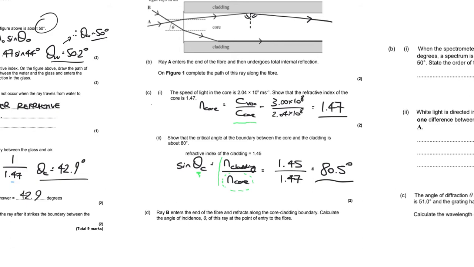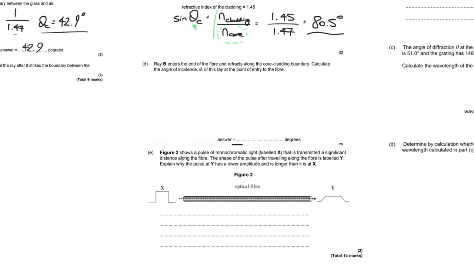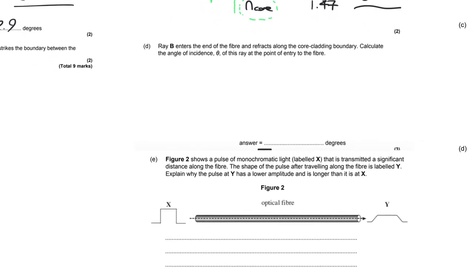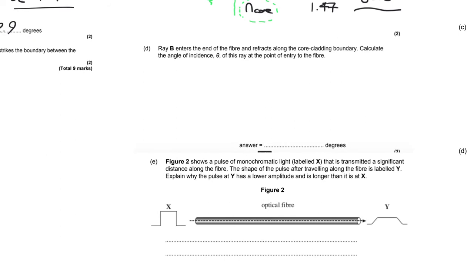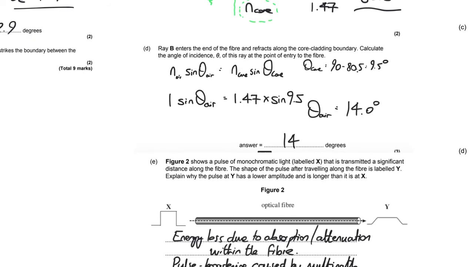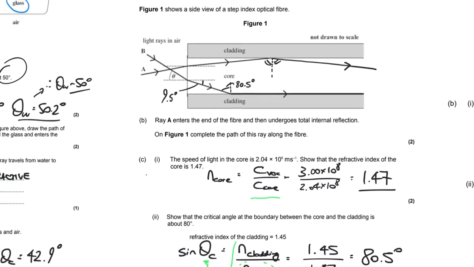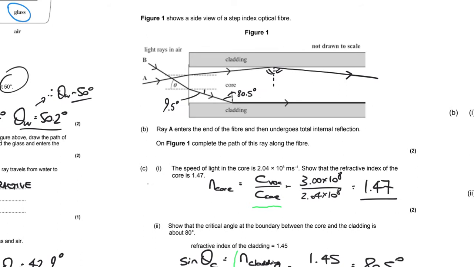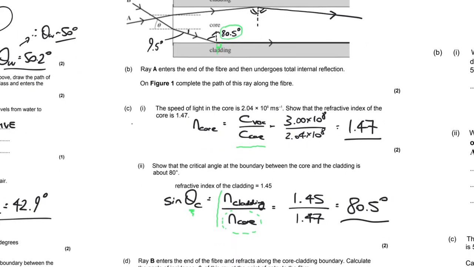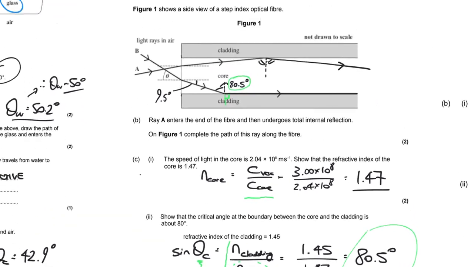Anyway, have a go at D and E. Pause the video, and then I'll show my answers in 3, 2, 1. What to say about these? Well, you'll notice that we know that this angle is 80.5 because we've got an angle of refraction here of exactly 90 degrees. So that's the critical angle, 80.5, which we worked out here.